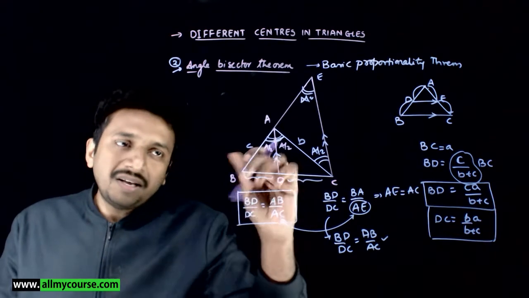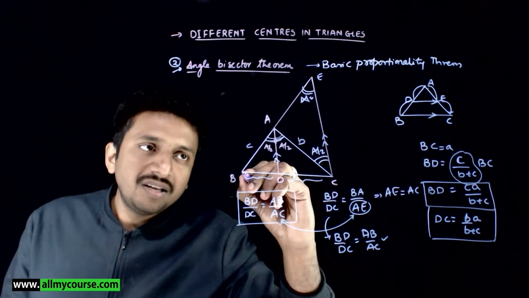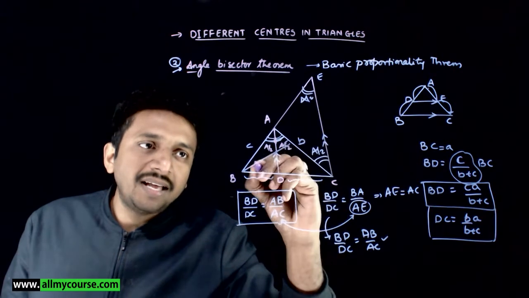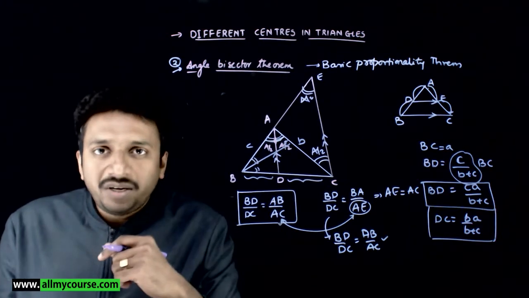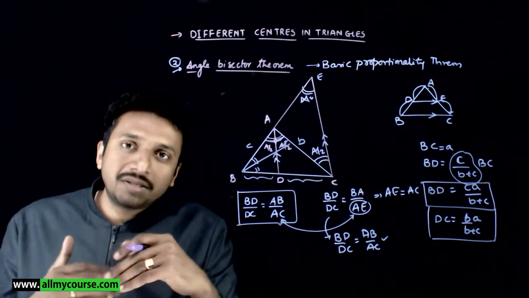In the same way, you can create the equations for the other angle bisectors also. So this is the second property of angle bisectors. Now let us go for the third property.